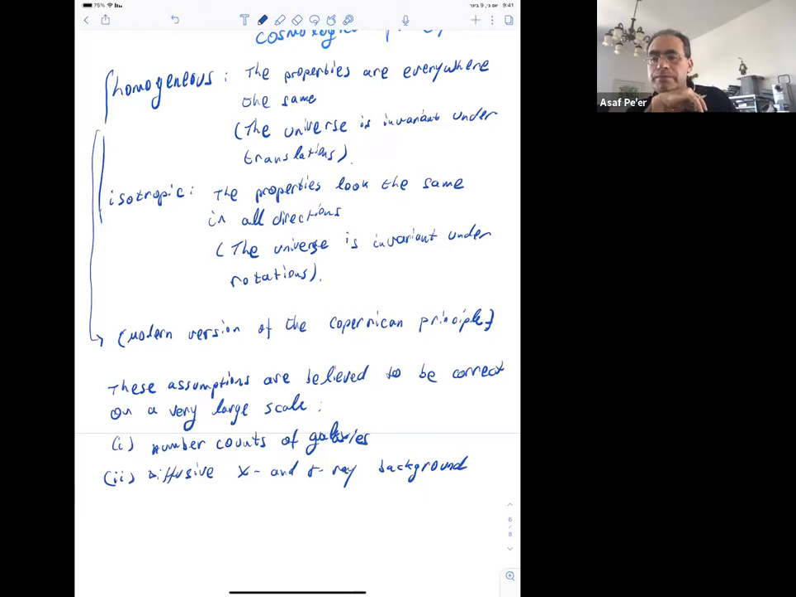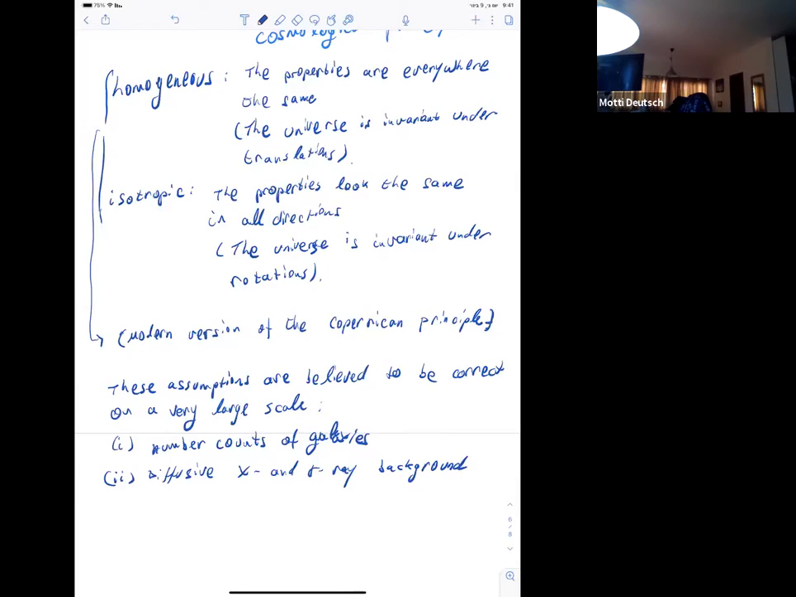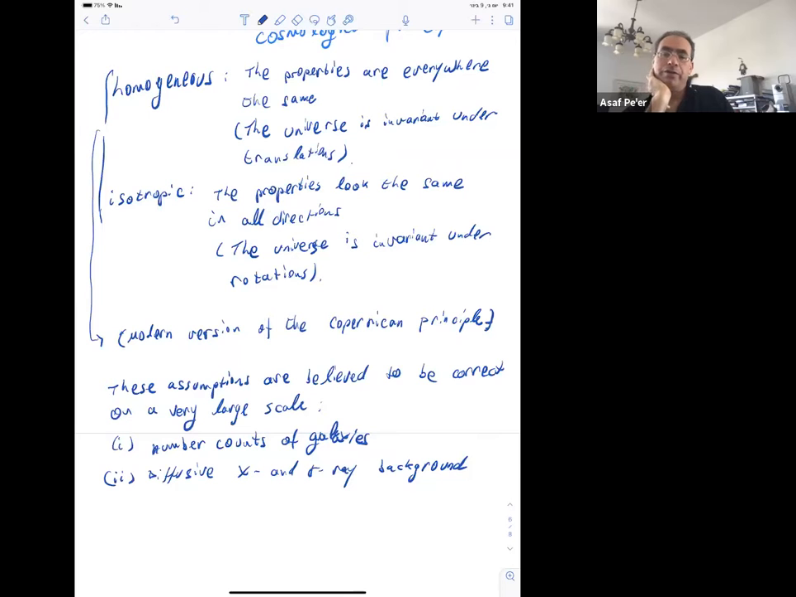Yeah? Yeah, guys. No clue? So what was the question? What would be indication for the universe is homogeneous and isotropic on the large scale?